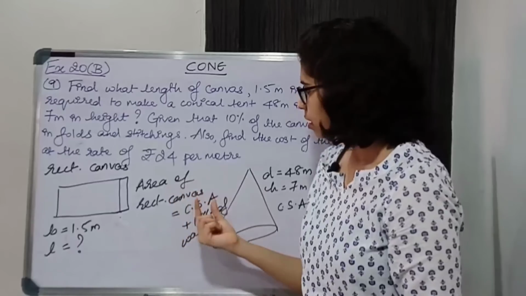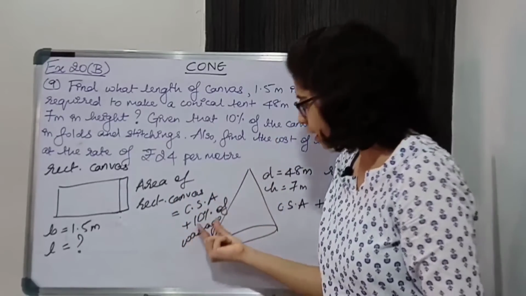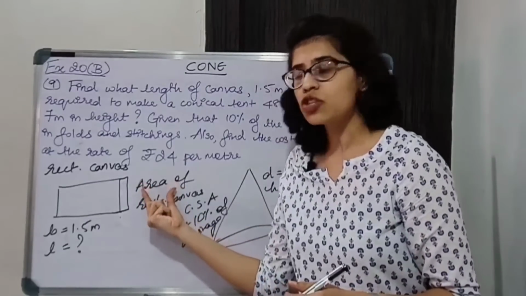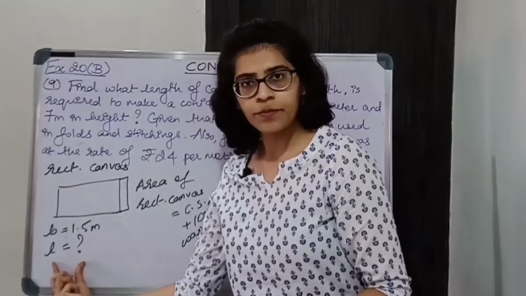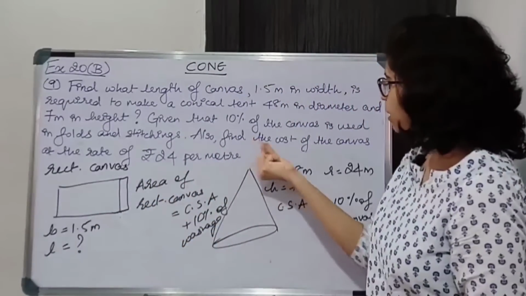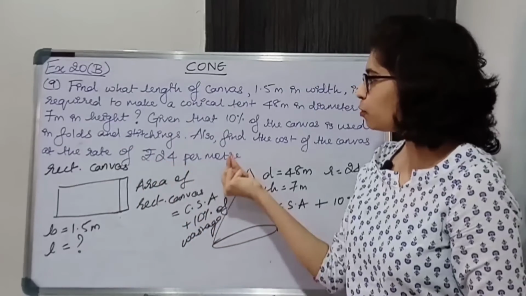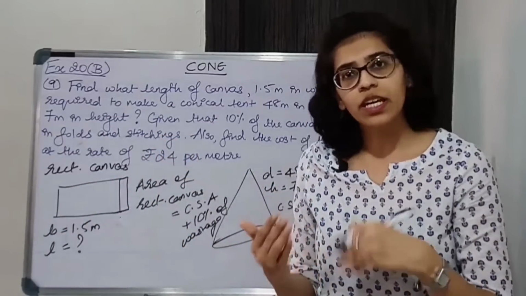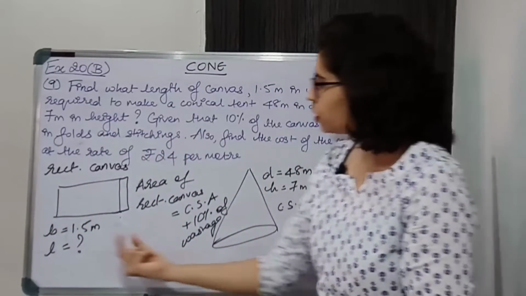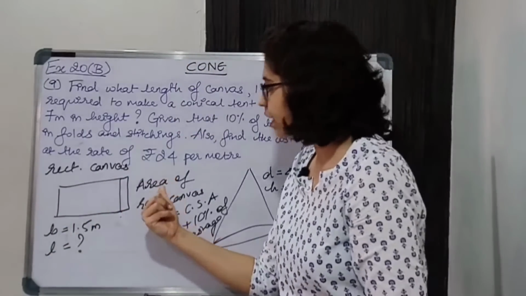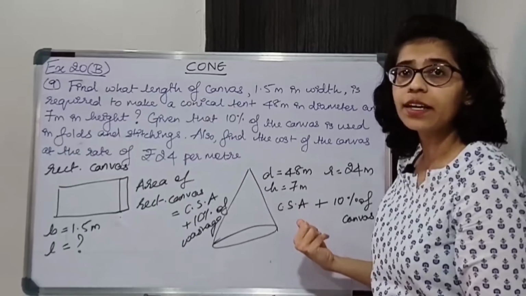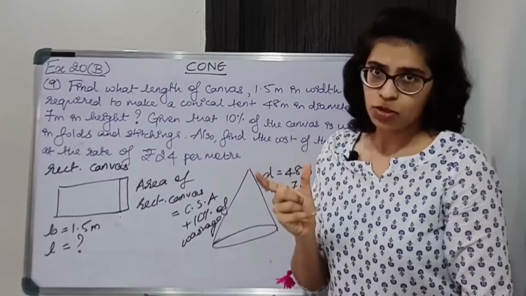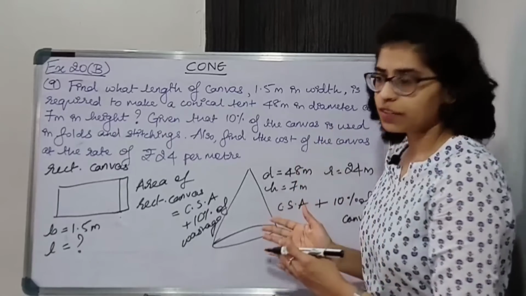Now CSA I can easily find, okay, and 10% also I can easily find. I'll show you how to do that. Area of rectangular canvas अगर पता चल गया, then I can easily find the length. Okay, I will easily get the length. Now if I know the length, I can easily find the cost of the canvas at the rate of rupees 24 per meter. कितना length, कितना मीटर का कपड़ा use किया गया है. Okay, उसके हिसाब से you will be able to find the costing. So first we need to know the length, and for length we need to know the area, and for area we need to know the curved surface area and the wastage amount, कितना area waste हुआ है. Okay, so let us write down the given first.